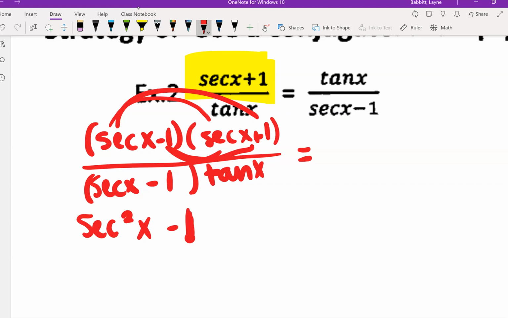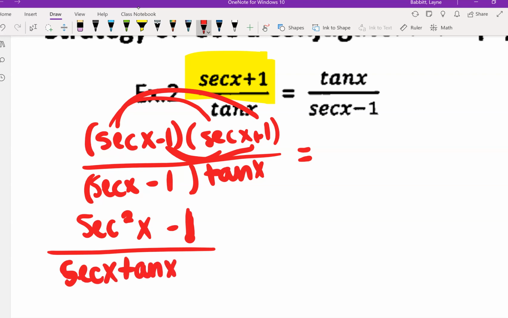So that's my numerator. Then the denominator, I'm just going to distribute the tangent in there, so it's going to be secant x tangent x. And then tangent times negative 1 is negative tangent.